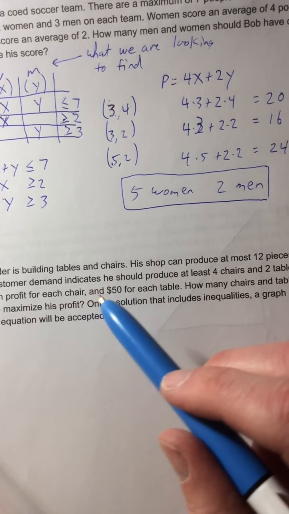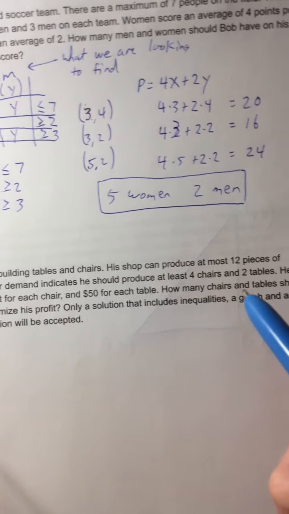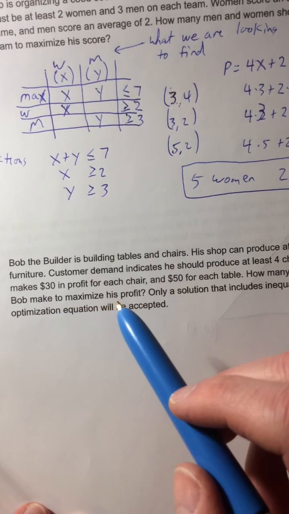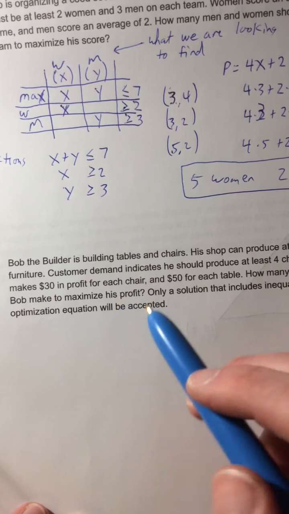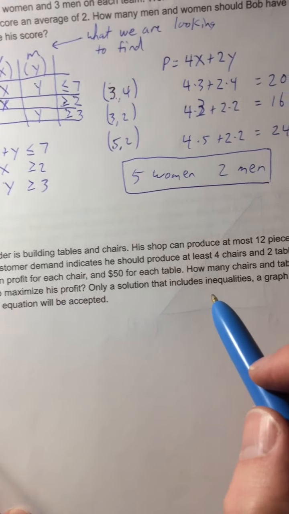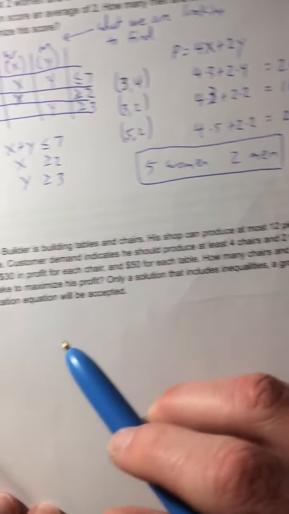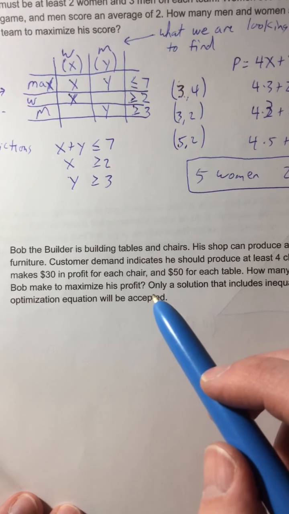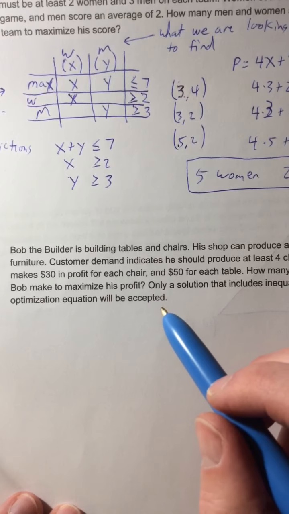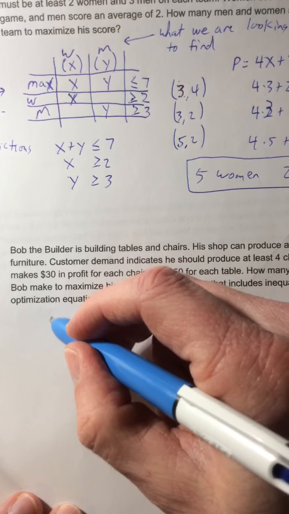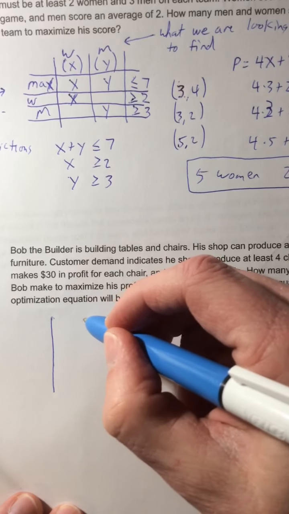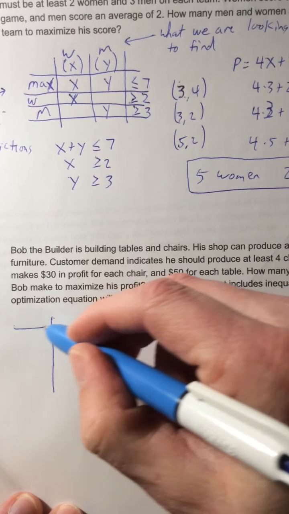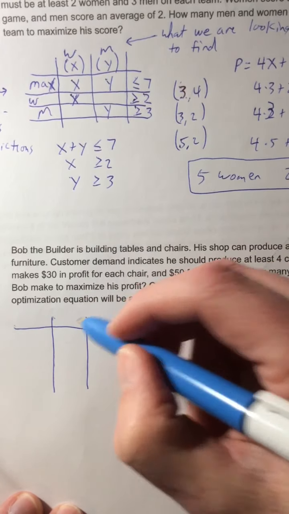That's going to be our function at the end, right? How many chairs and tables should Bob make to maximize his profit? And then I write here, only a solution that includes inequalities, a graph, and an optimization equation will be accepted. So just so you're not just randomly guessing here. Okay, so we're going to make our chart here, and that's the most important part of this whole process, making the chart.